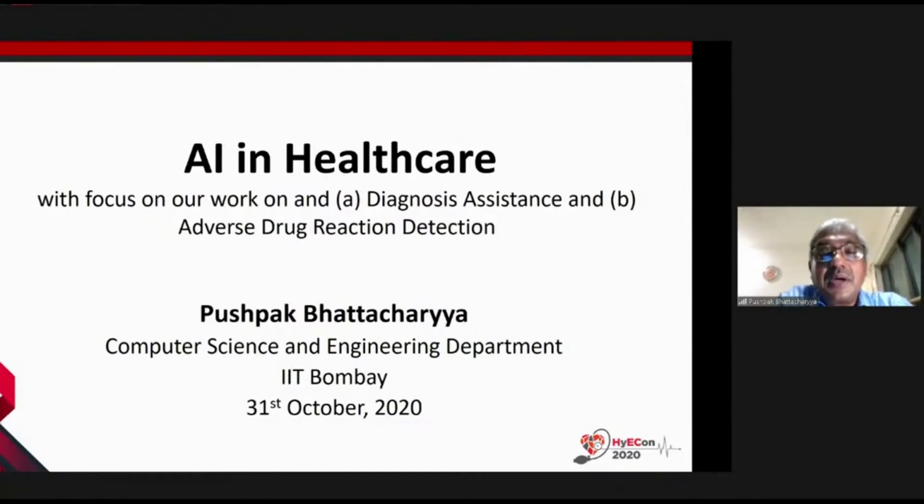Now, I would like to focus on our ongoing and recent work on diagnosis assistance and adverse drug reaction detection, just to be able to take concrete examples of how AI is indeed helping in this particular domain. Now, my area is natural language processing. A lot of machine learning is used there, so I specialize in these two areas.